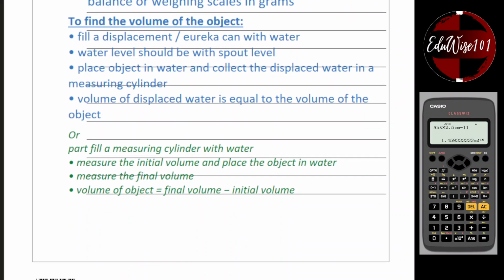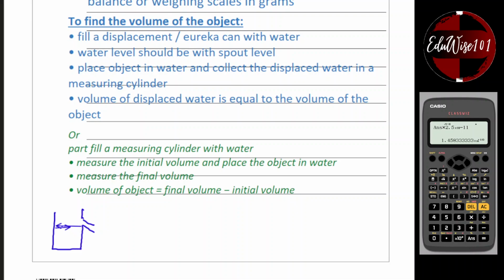Now, if you have forgotten what a eureka can actually looks like, we can also use simple diagrams as part of the answer. So a eureka can is shaped like that. That bit is the spout, and when you fill it with water, the maximum level of water that you can, oh, it's actually going to a straight line. Okay, right.